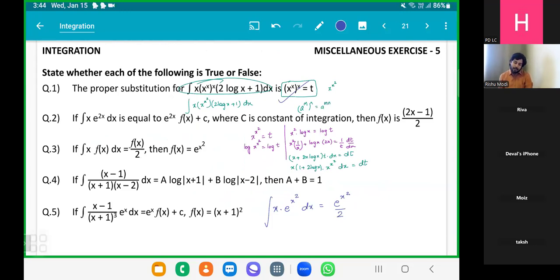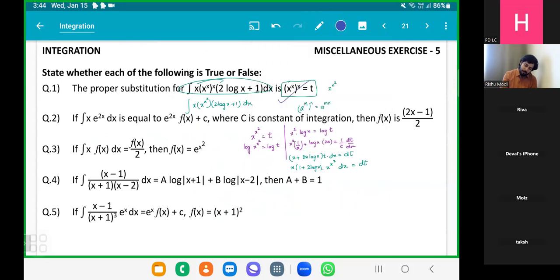Fourth question. x minus 1 upon x plus 1 into x minus 2. You have to find the partial fractions, say the values of a and b, and then check whether a plus b is equal to 1 or not. Okay, so let's check that part.